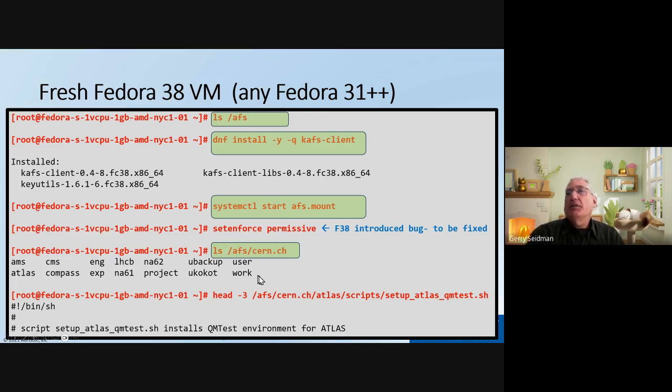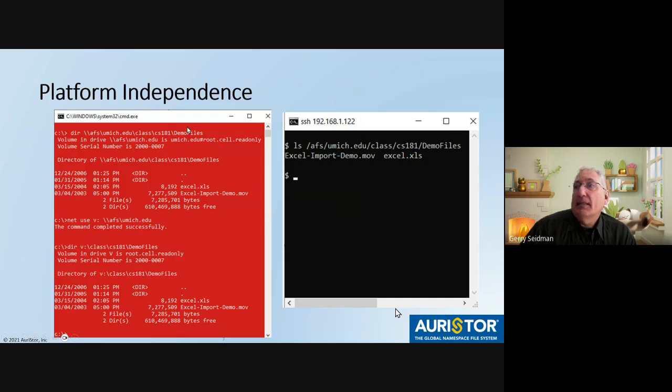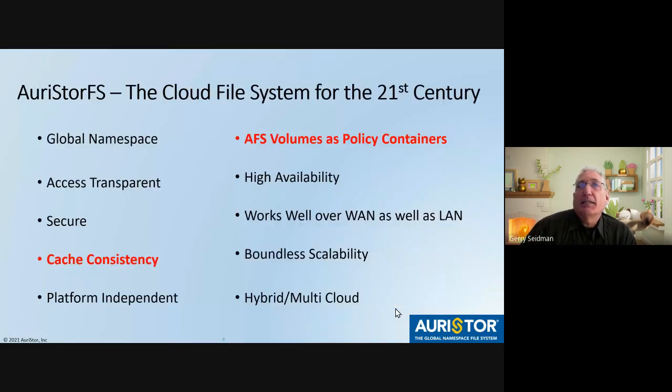Zero client configuration, global namespace. Access transparent. It just looks like a file. So I'm going to just add a script from CERN's Atlas project, and it just works. And as I said, it's platform independent. On the one side I have Windows, and the other side I have Linux.